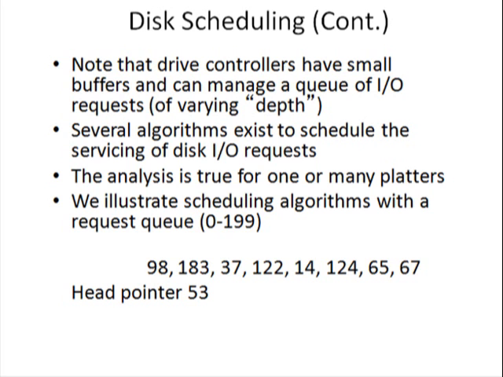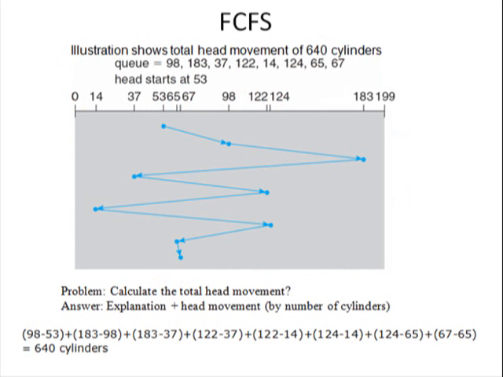Here we are assuming that the request queue ranges from 0 to 199, and the queue present is the cylinders at particular locations mentioned here, that is 98, 183, 37, 122, 14, 124, 65 and 67, and the head is pointing at the 53rd cylinder. So the first algorithm which we'll see is FCFS.